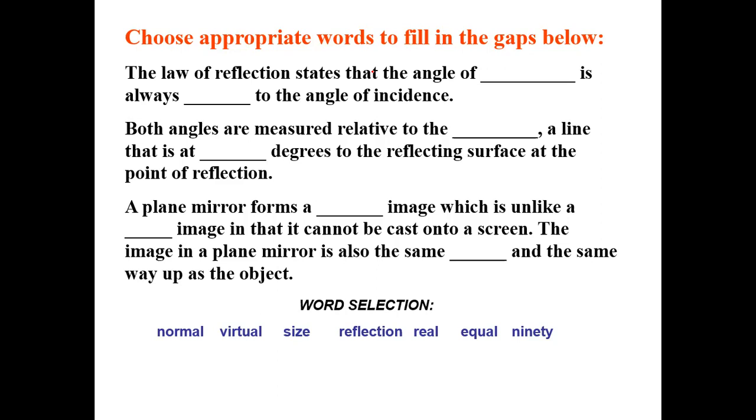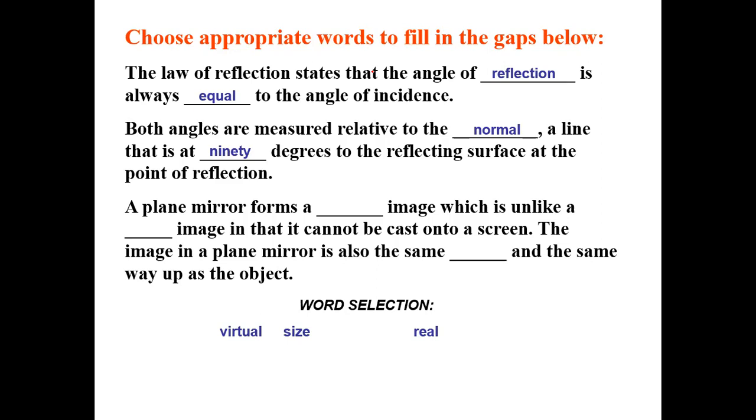So the law of reflection states that the angle of reflection is always equal to the angle of incidence. Both angles are measured relative to the normal, a line that is at a 90-degree angle to the reflecting surface at the point of reflection.